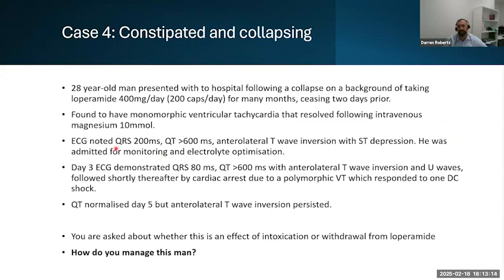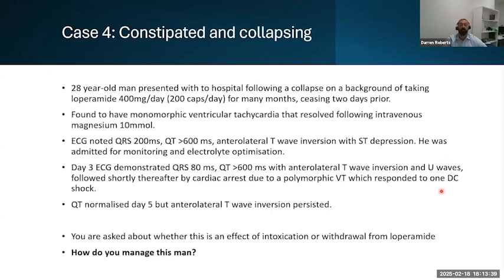An ECG is done and shows a QRS of 200 milliseconds. A QT is prolonged at 600 milliseconds. He's got some ST wave changes. So he's admitted to hospital. On day 3, his QRS is normalized, but he's still got a very abnormal QT with some ST changes. And then he has a cardiac arrest due to polymorphic VT, which responded to one DC shock.